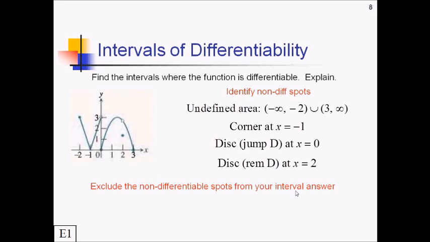So obviously we can't have anything from negative infinity to negative 2. Our answer's got to start at negative 2. So from negative 2 to negative 1 is one interval of differentiability, but then we have to leave out negative 1. And from negative 1 to 0 is the next one. Then from 0 to 2, and from 2 to 3.